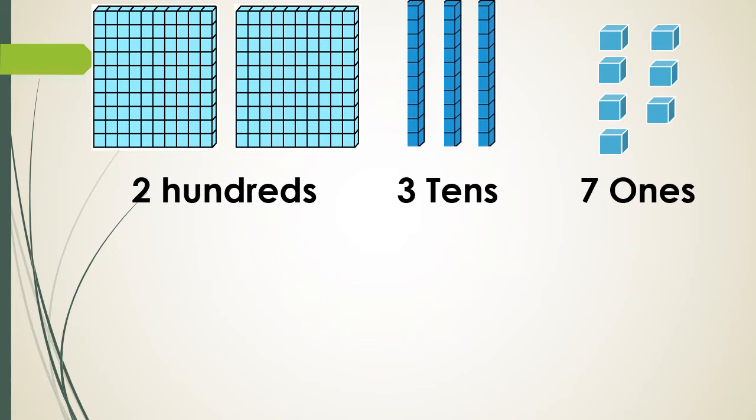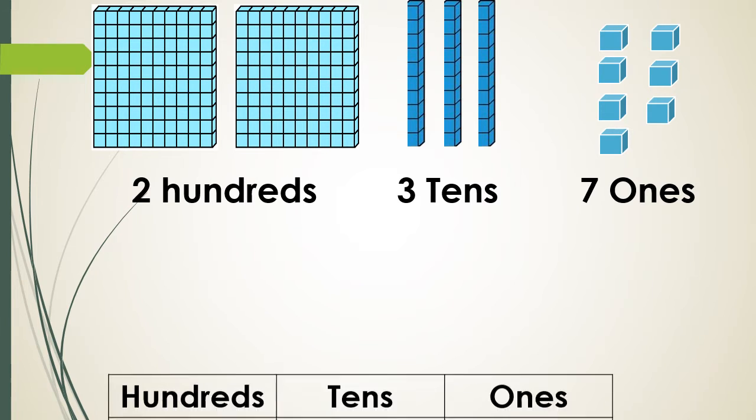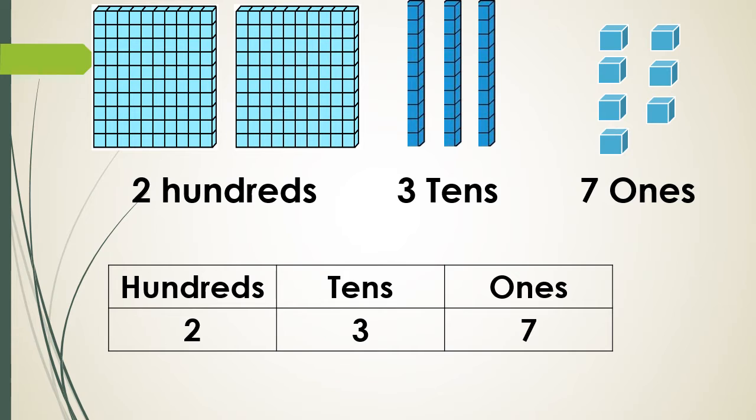Again, look at these shapes and the numbers. I have 2 hundreds, 3 tens, 7 ones. I read it as 237.